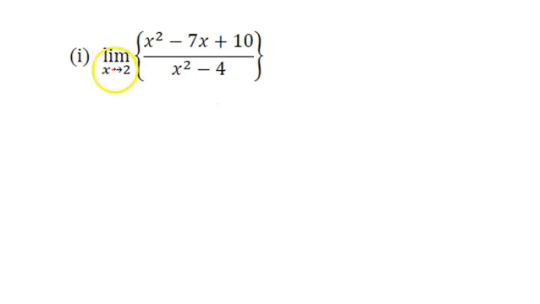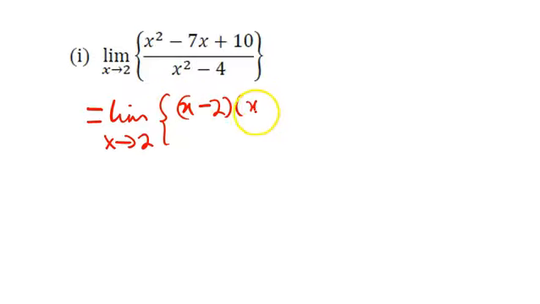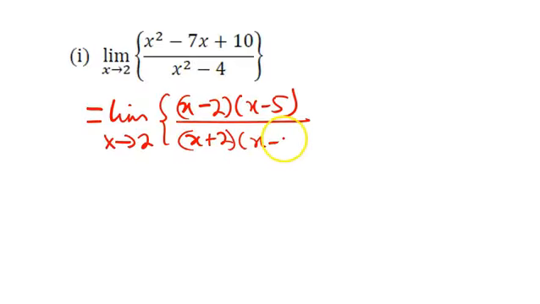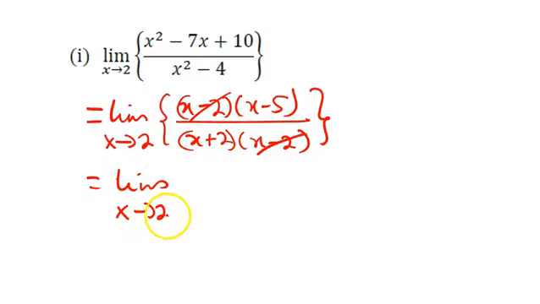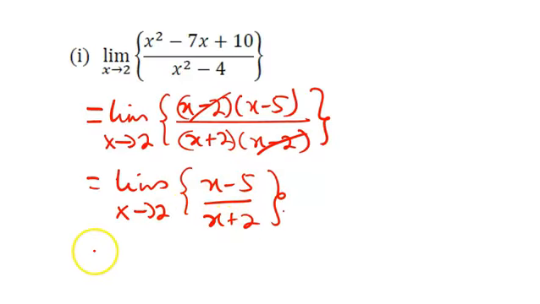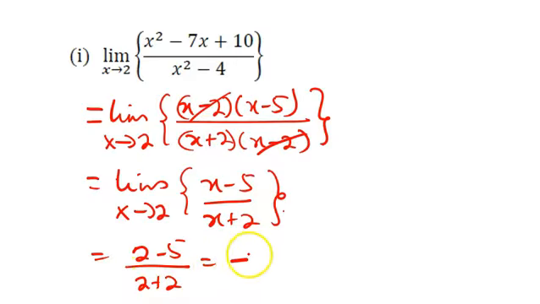We have limit as x tends to 2 of this. So we need to factorize this one. When you factorize, you get x minus 2, x minus 5 over, this is a difference of two squares, so when you factorize, you get x plus 2, x minus 2. This will cancel that, so that we have limit as x tends to 2 of x minus 5 over x plus 2. At this point, we can't go further. We just plug in 2. So we have 2 minus 5 over 2 plus 2, which is minus 3 over 4.